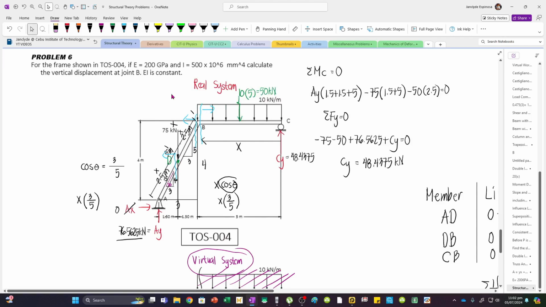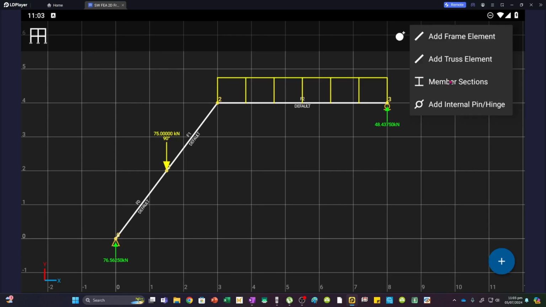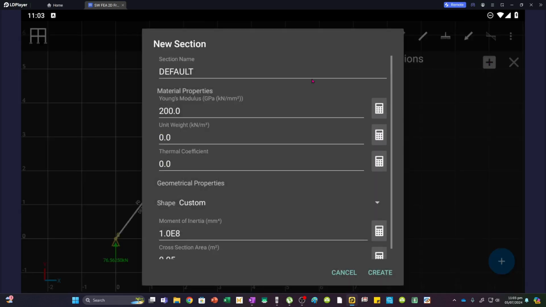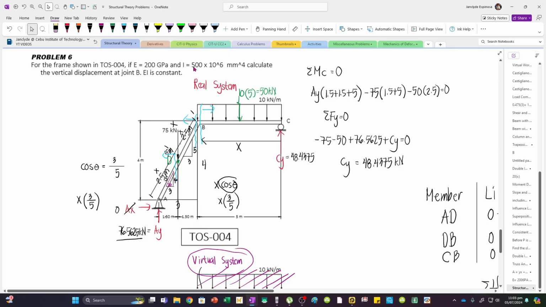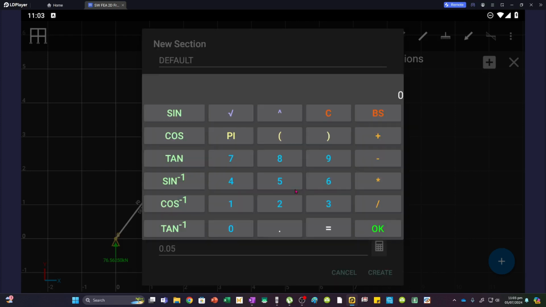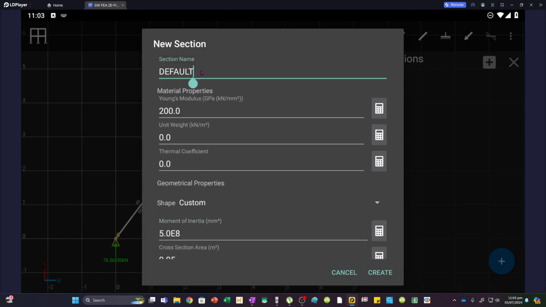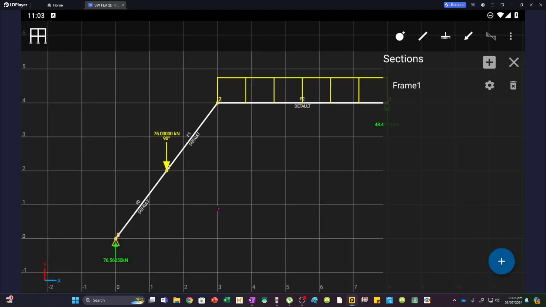Kasi we are given 200 GPa for E, and then for I, we have 500 times 10 to the 6. So to make a section, click on this icon and then click on member sections. So press plus, and then for the material properties, we have 200 GPa, so this is fine, don't change this one. And then for the moment of inertia, we have 500 times 10 to the 6. So 500 E, let's just use this 500 times 10 to the 6. So we have this value. And then click on create. By the way, we have to change the name. Let's make this frame 1, so create, and then we're gonna modify these members.